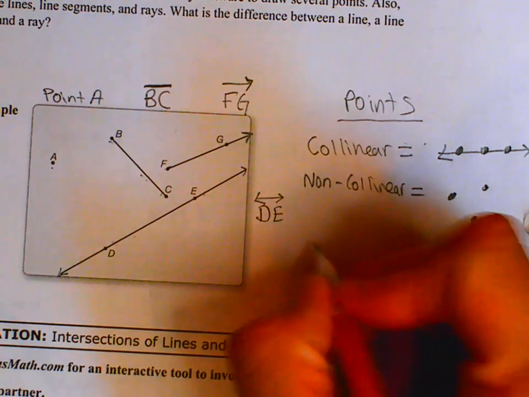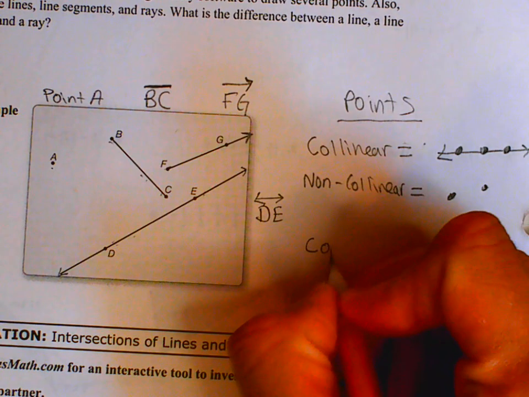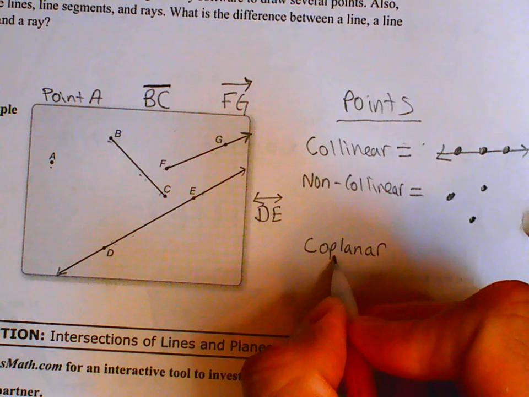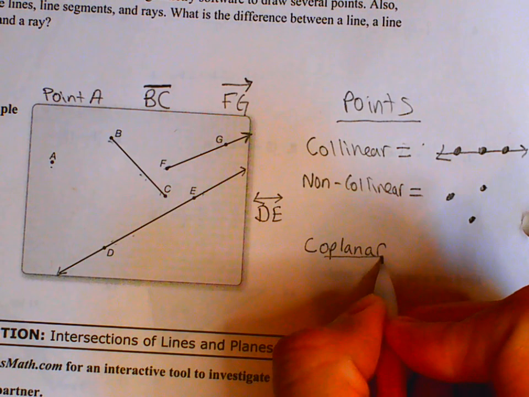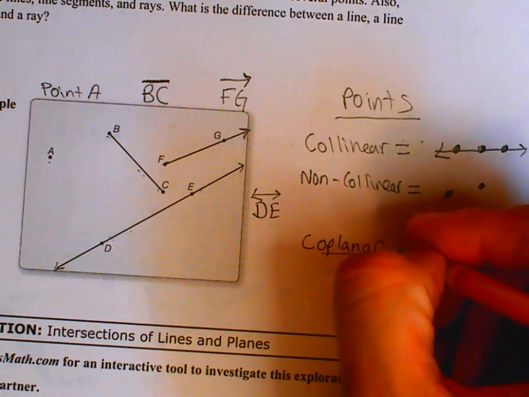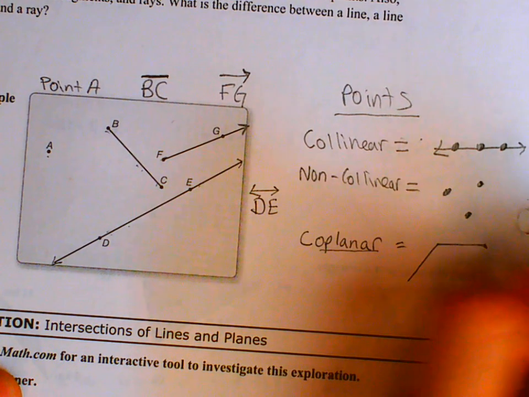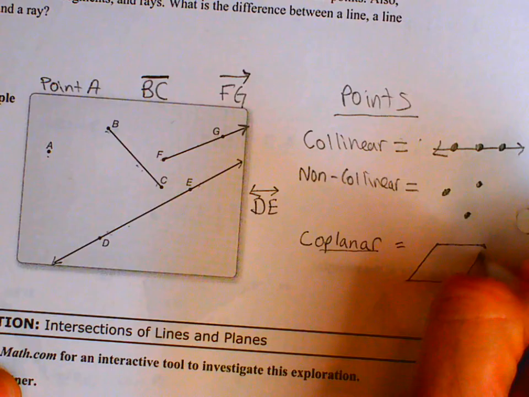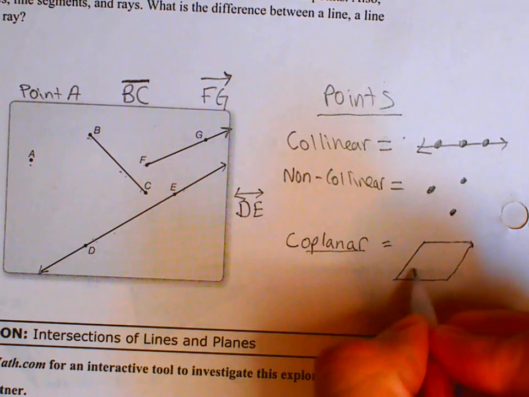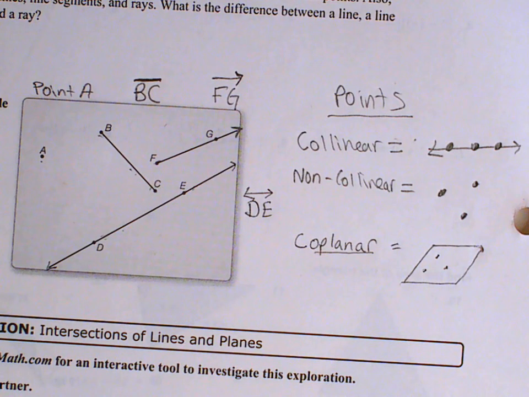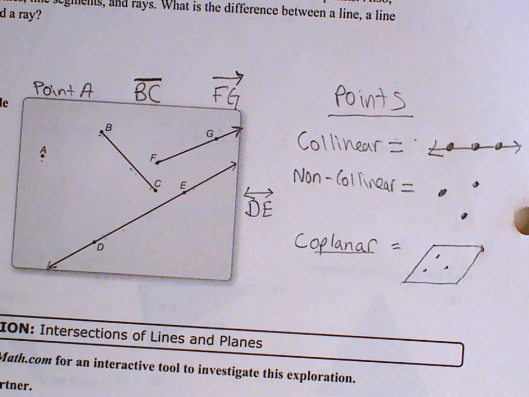Now, the next one is the word coplanar. We're going to talk a little bit about planes in just a bit. The word coplanar just means that they're in the same plane. So if I were to draw a plane like this, I draw 3 points that are coplanar. If one of those points is not on that plane, they're obviously going to be called non-coplanar.